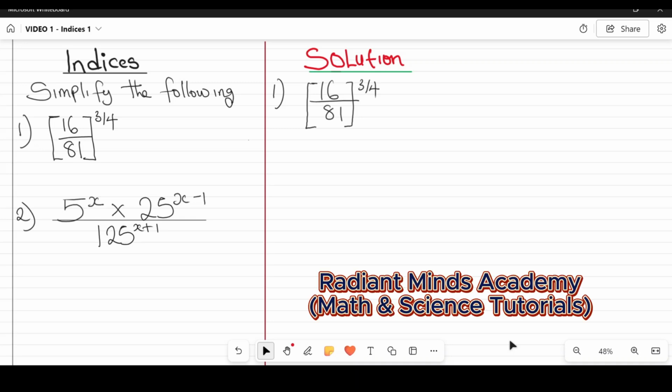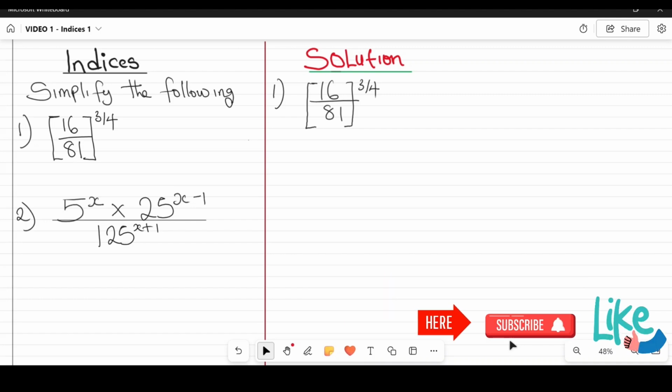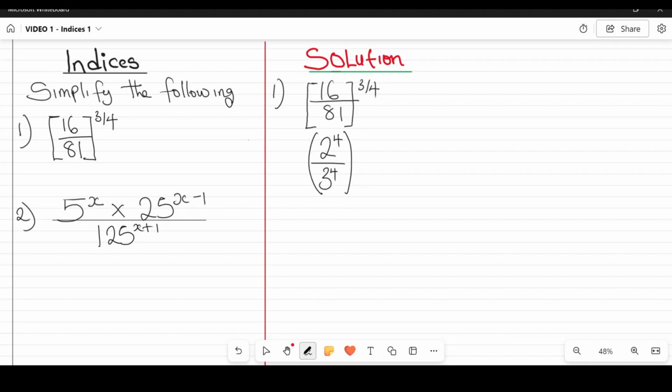My name is Goodluck. In this video, I will show you how to simplify the two exponential expressions given to us, and we will go through it step by step. Let's dive into it. The first thing you do is express the numerator and the denominator as the power of their base. So we have here that this will be written as 2 raised to the power of 4 divided by 3 raised to the power of 4, all raised to the power of 3 divided by 4.